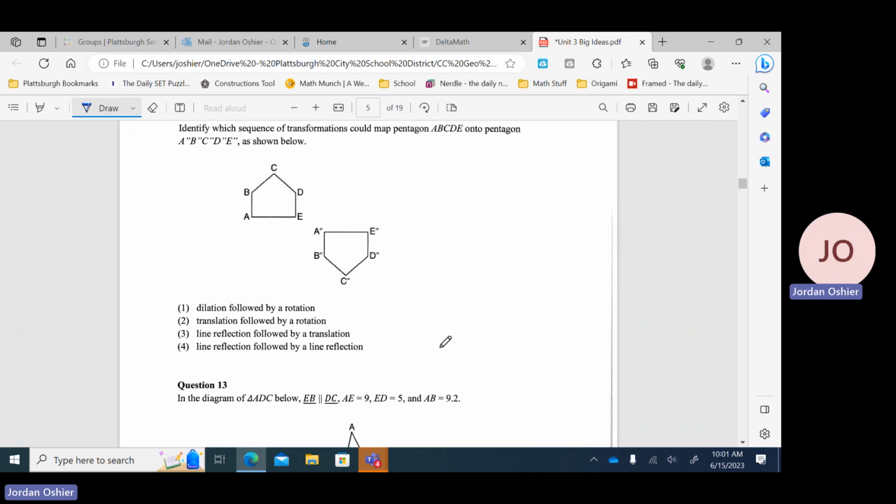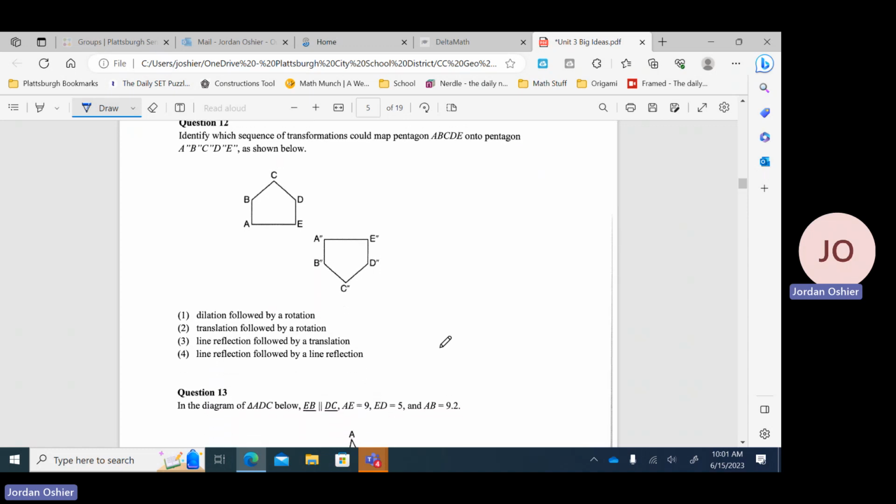12, again, we're identifying transformations. If you had your compass, you could just double check that a dilation did not occur. It didn't. So we're going to get rid of that. It didn't get bigger or smaller.